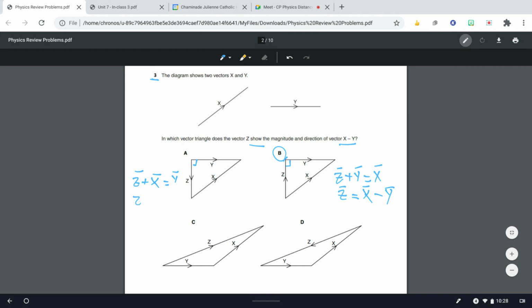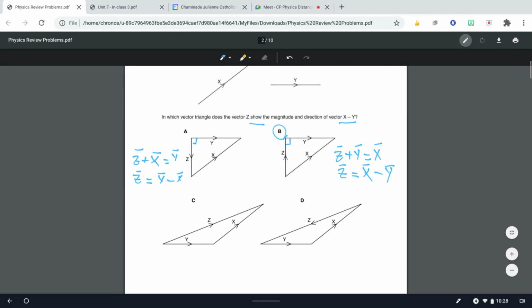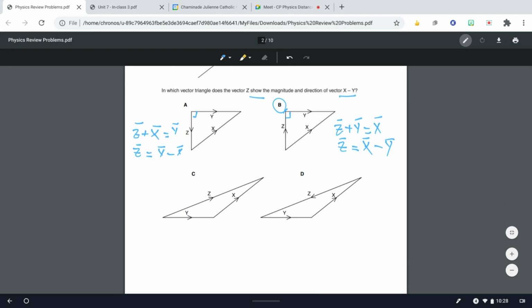Whereas in the case of A, you would have Y minus X. In the case of C, you would have Y, so this one, because you've got this direction, and in that direction you're adding X to it, and that would equal Z because this is counteracting all of these directions. Similarly, in D, you've got Z plus Y is equal to X.